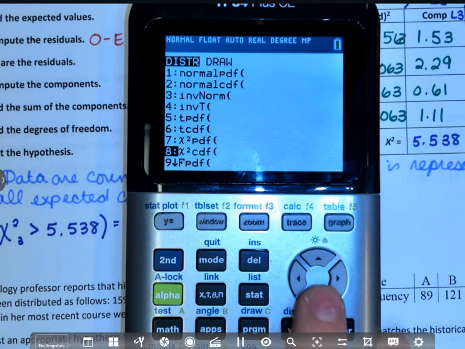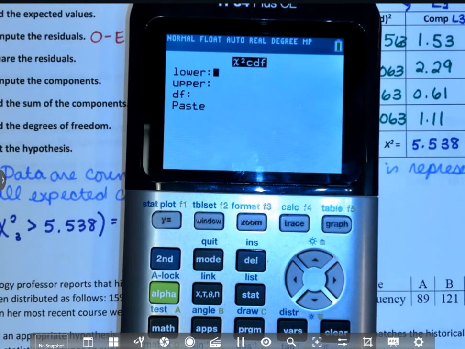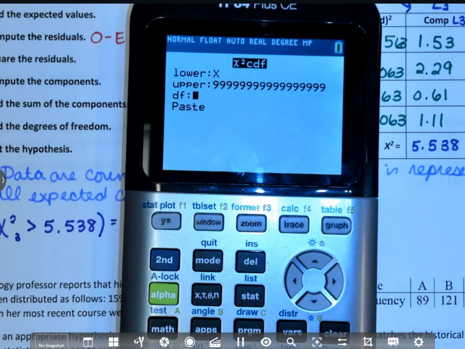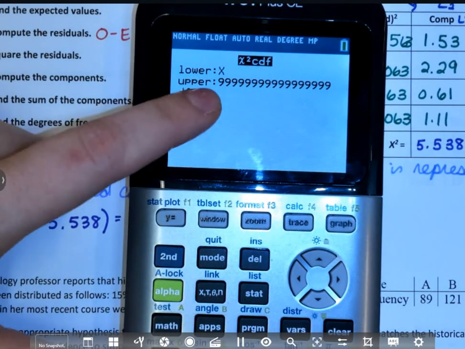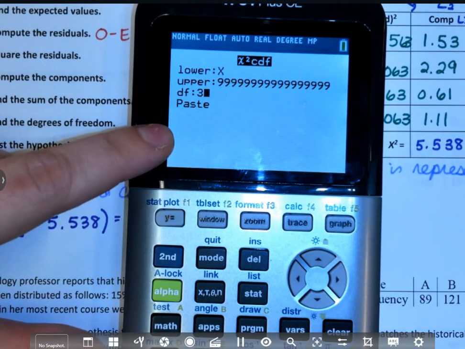Chi-squared CDF, because we don't use the PDFs. The lower number is always whatever your X was. The upper number is always going to be crazy 9s. Always. And so what I do is I plug this into my calculator once, then I don't need to change it for any of the other problems. The only thing I need to change is the degrees of freedom.